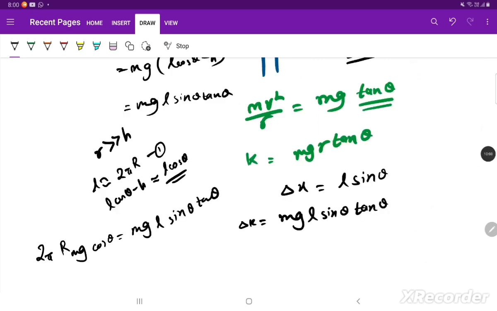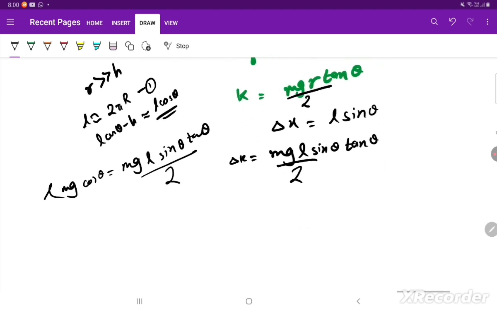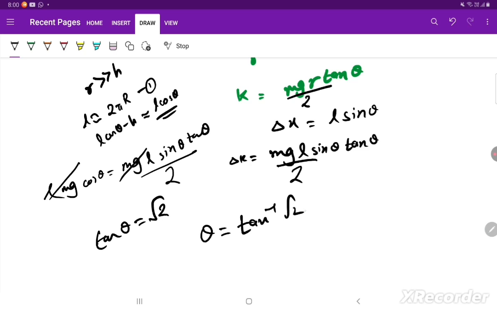Yeah, a small problem here: there will be a factor of half here. K will be mgr by 2 tan theta. So delta k will have a factor of 2, and we can just keep L as it is, and here will be a factor of 2. So cancelling all the common terms, we will get tan theta is equal to root 2. So theta will come out to be tan inverse root 2, and that's the answer.